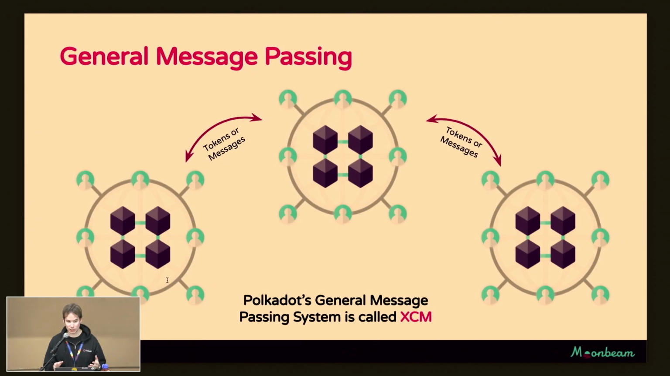So XCM is Polkadot's version of general message passing. And XCM is available to you if you'd like to use it. You don't have to, but it is available to you, and you can choose to set it up with neighboring chains. And so it allows you to send messages, and we can think of this as a form of bridging, where bridging tokens is just one aspect that you can do. You can do much more, but if you'd like, you can also send tokens along with your messages.